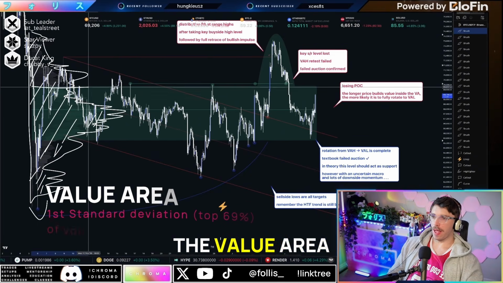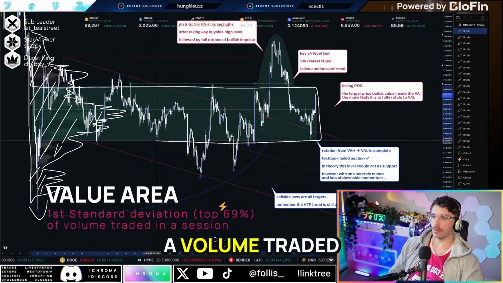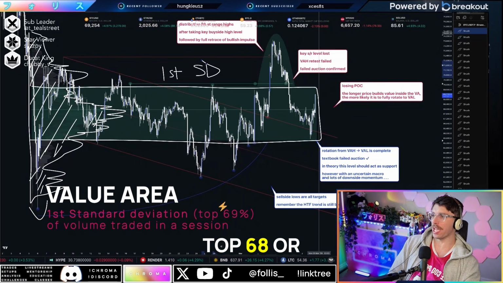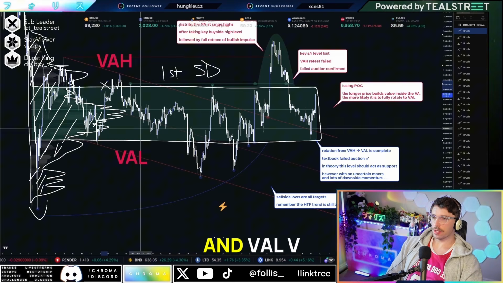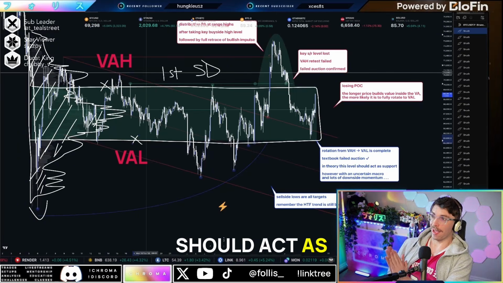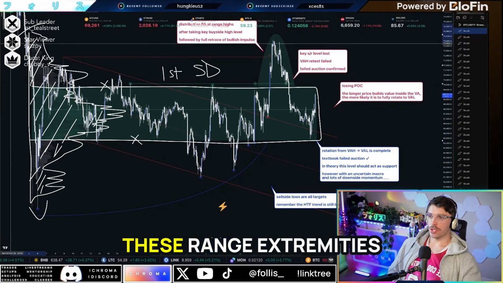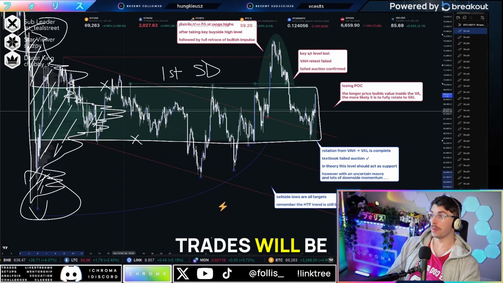It gives you the value area, which is the first standard deviation of volume traded in that volume profile, right? It's going to end up being like the top 68 or 69%. And that gives us our VAH and VAL, value area high and value area low, which in theory should act as dynamic support and resistance levels. It gives us these range extremities, which are usually where the most high probability trades will be found.